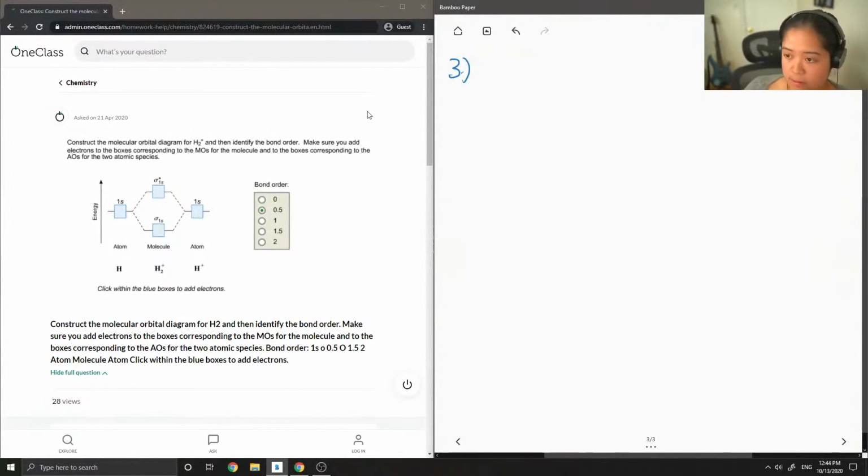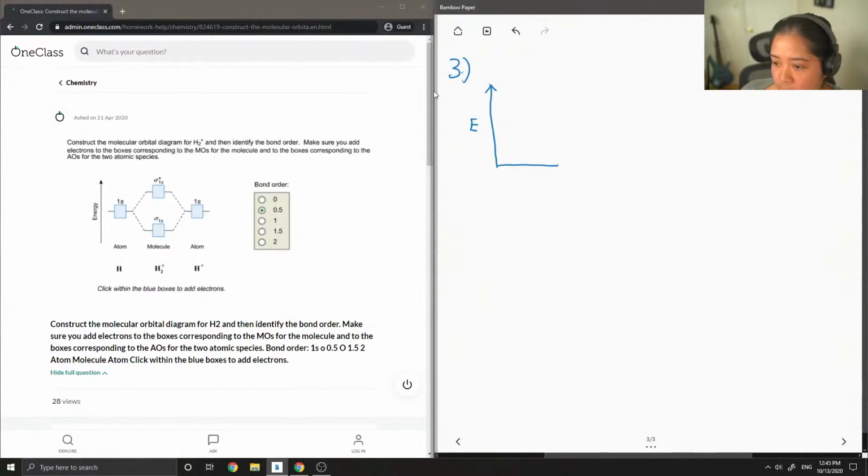Okay, so I'm just going to write on the side. First, the molecular orbital diagram. They already kind of gave us the basic skeleton, but if you don't remember or are confused with how to construct diagrams like this, basically you have your y-axis, which is energy, and the more you go up, there is a higher amount of energy.